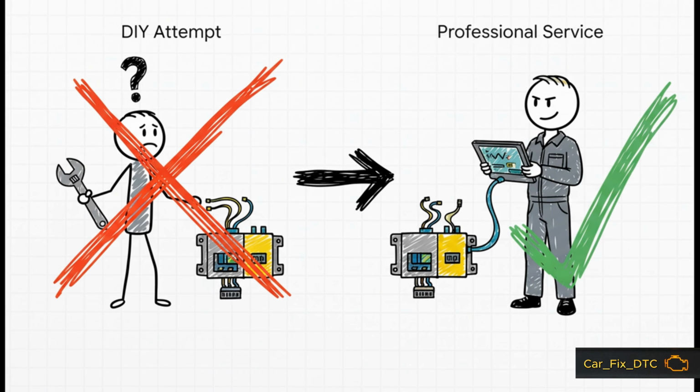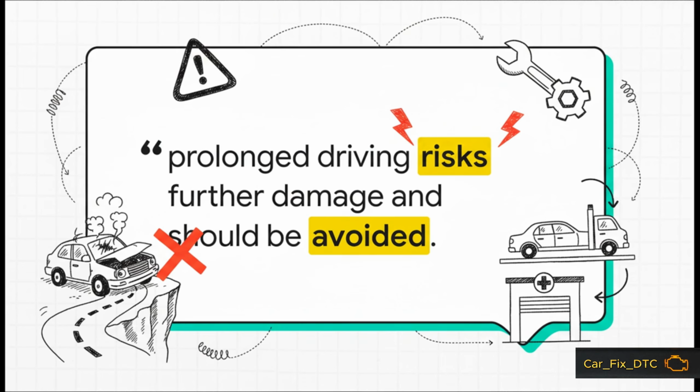Let's wrap this up with a critical piece of advice. Can you limp the car to the shop? Maybe, but driving for any real amount of time with a P062F code is a huge gamble. You risk stalling in a dangerous spot or even causing more damage to other systems in your car. So, the takeaway here is simple. Get this fixed, and get it fixed fast. Don't ignore the warning signs.